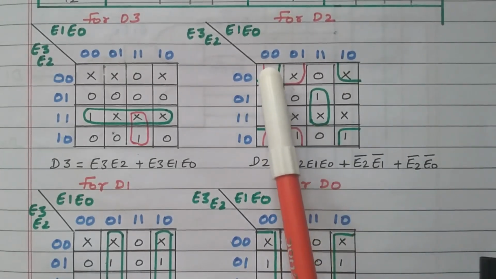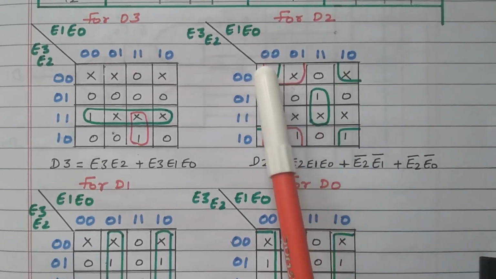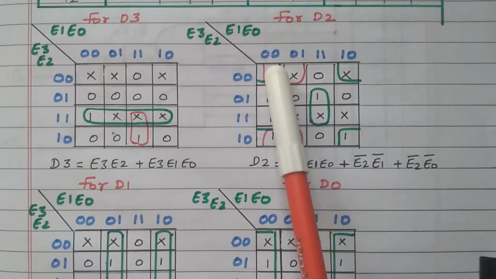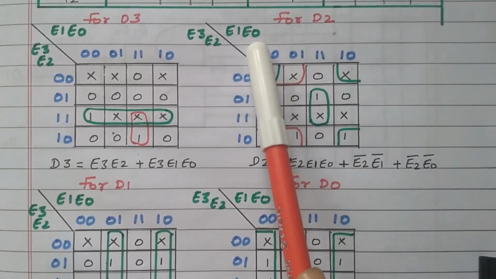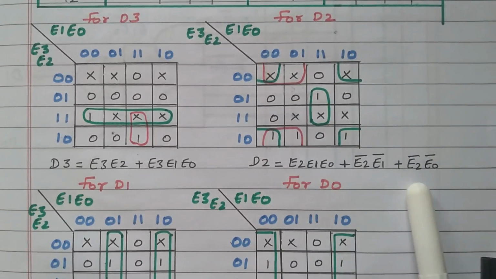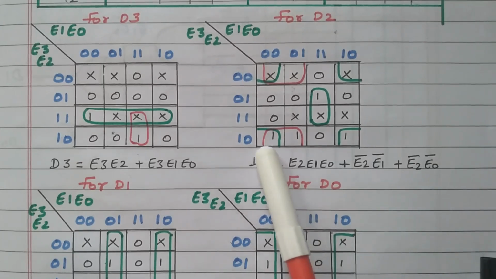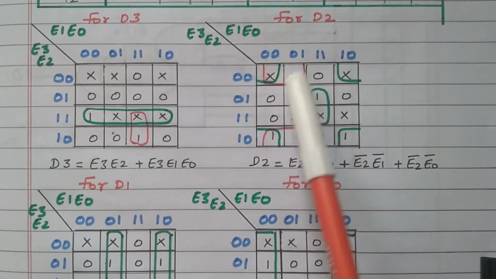What is available here? 0 0 1 0. So the first number, here 0, here 1, cancel. Second number 0 is available in both the cases. What is the second number? E0. 0 means E0 dash. So this is equivalent to the grouping of corner cells, E2 dash and E0 dash, right?